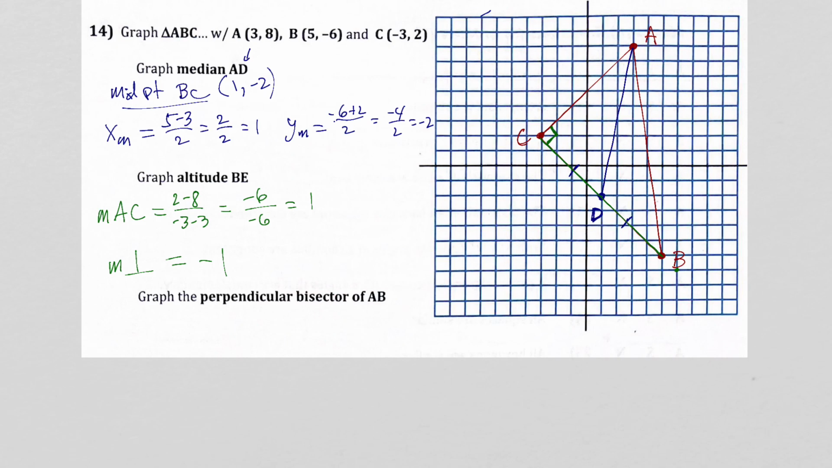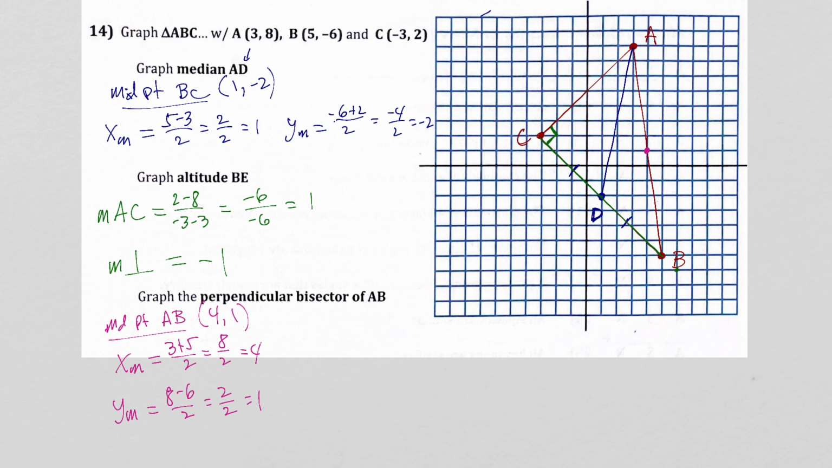The perpendicular bisector of AB. So first of all, we need the midpoint of AB. So let's start there. The x value of the midpoint is the sum of the x's, 3 plus 5 over 2, which is 8 over 2, which is 4. The y value of the midpoint is the sum of the y's, 8 plus negative 6 over 2, which is 1. So (4, 1) is the midpoint, and that's the point right there.